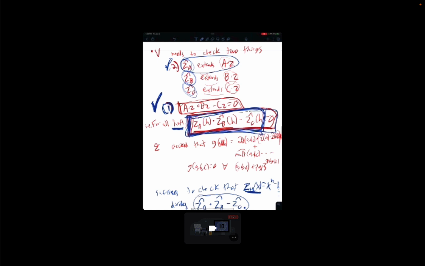And actually, you don't even need the full power of univariate sum check. You just send a quotient polynomial that allows the verifier to confirm that this expression that I'm circling here is divisible by the vanishing polynomial that maps a point r to r to the n minus 1.